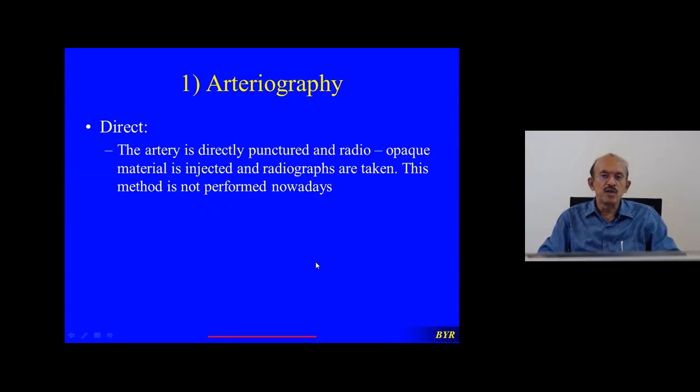That is feasible only for the vessels of the extremities like the upper limbs and lower limbs. You can feel the brachial artery here. So you can directly inject the brachial artery here. You can get a direct arteriography.